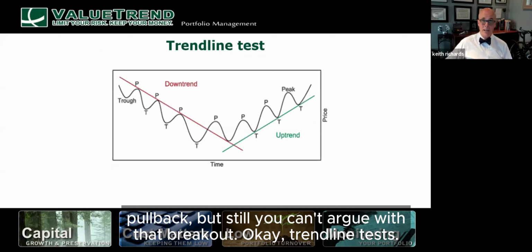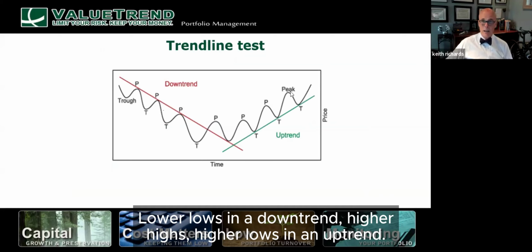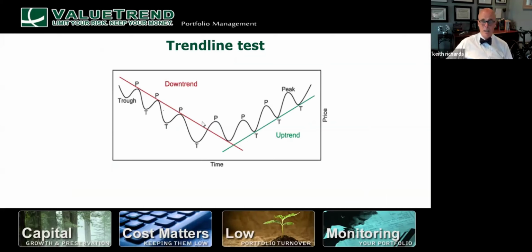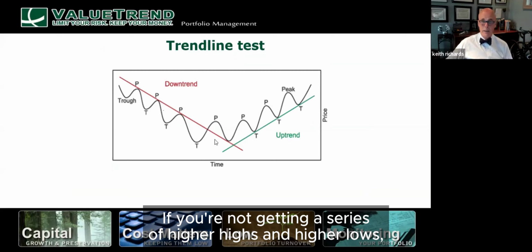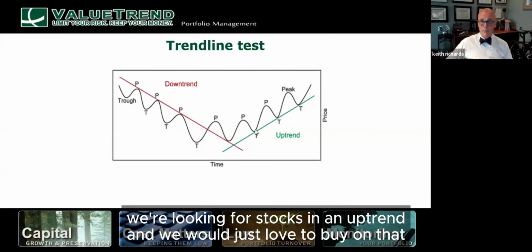Okay, trendline tests. Now, you guys know what a downtrend is: lower highs, lower lows. In an uptrend, higher highs, higher lows. If you're not getting a series of higher highs and higher lows, you have a consolidation. Like here, this is a transition, okay? Well, we're looking for stocks in an uptrend, and we would just love to buy on that trendline test, wouldn't we?